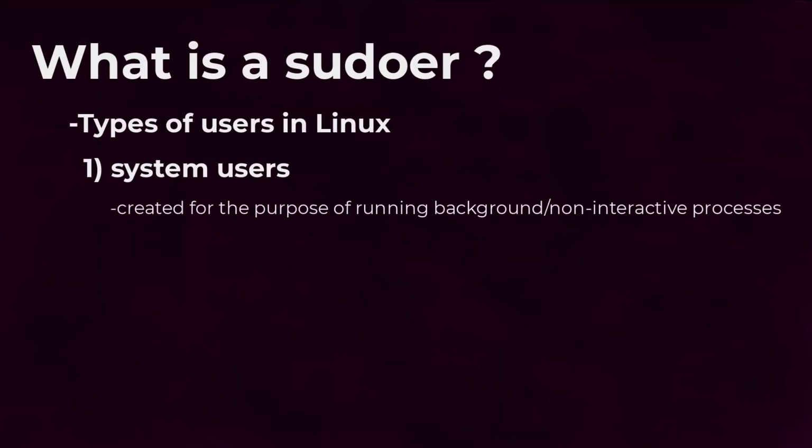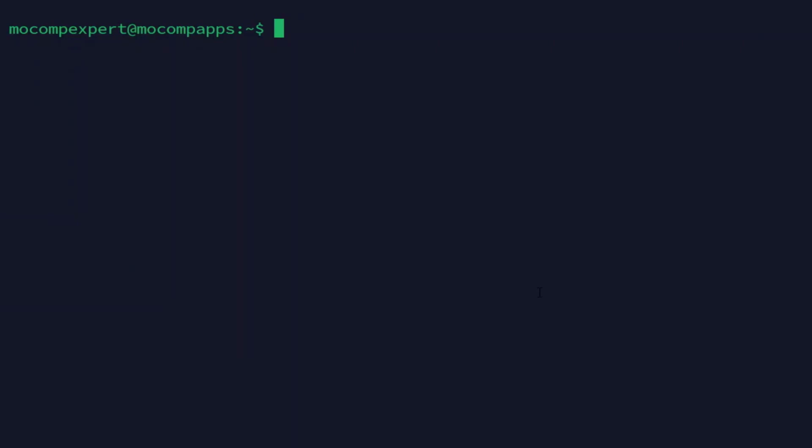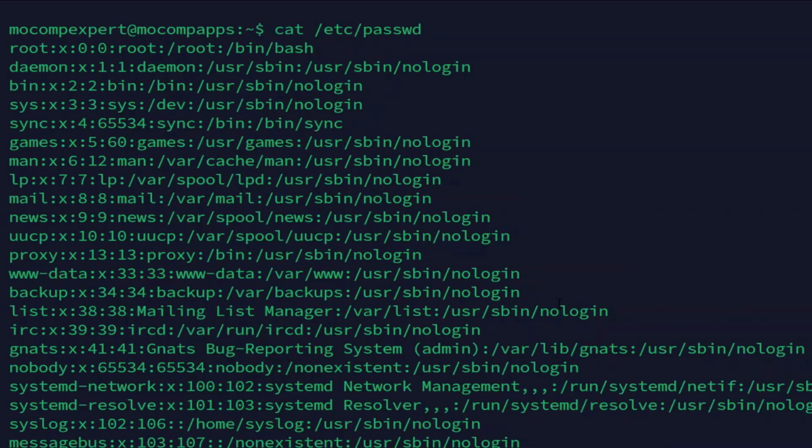On the contrary, regular or normal users are created to log into the system and run the processes interactively. For example, I am currently logged in as the user Mocamp expert, which is a regular user, and other users with /bin/bash, that is the only one in my system. Root is also a regular user.